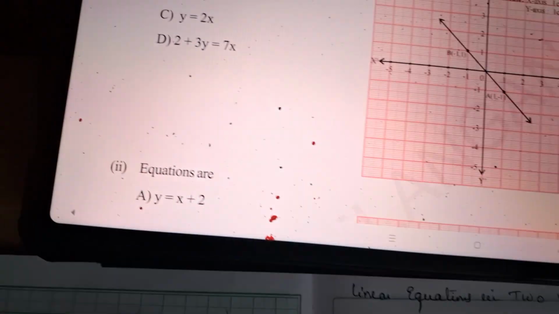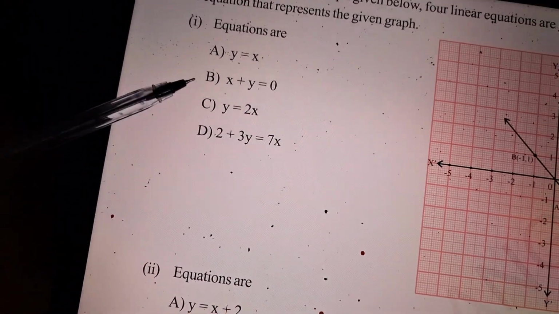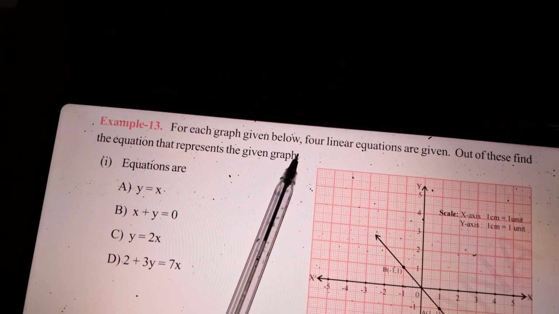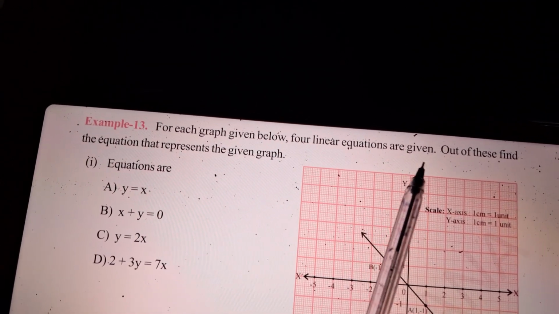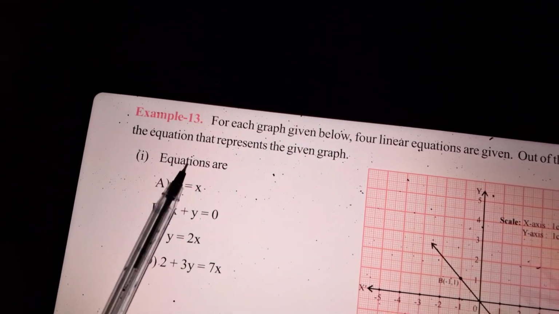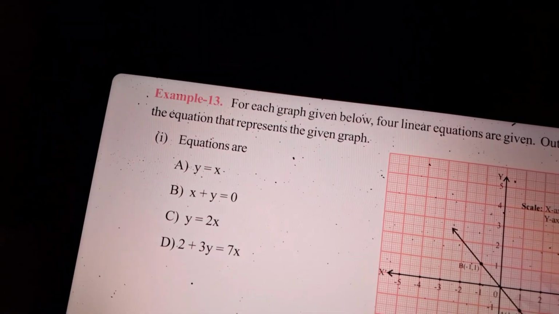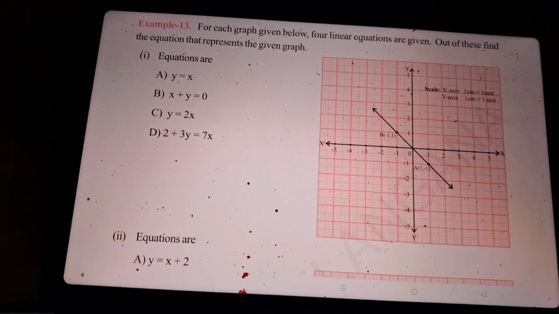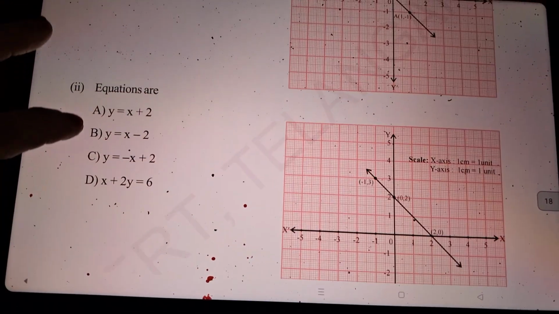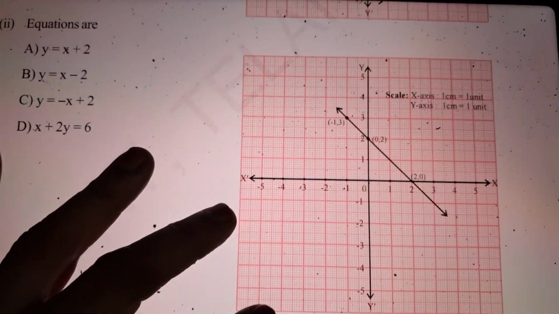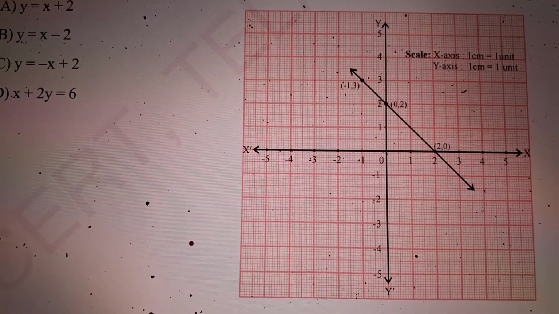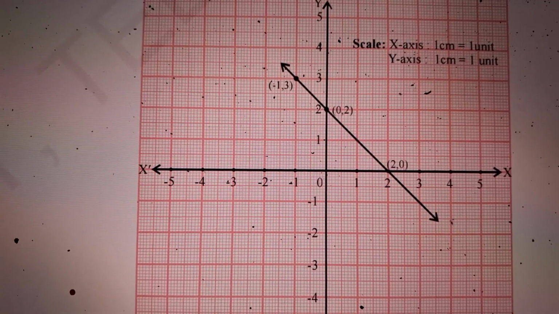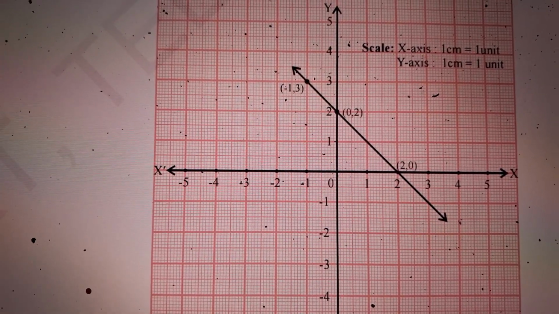So when you have got a solution, we need not think about these 2, because they have given in the problem, find from the 4 linear equations, you have to find the equation. That means out of 4, only 1 is the solution. So we got it for B, we need not go for C and D. Okay, now let us see the next one. This is the next problem, next graph. In this, we have got 3 values, children. 2, 0, 0, 2, minus 1, 3.